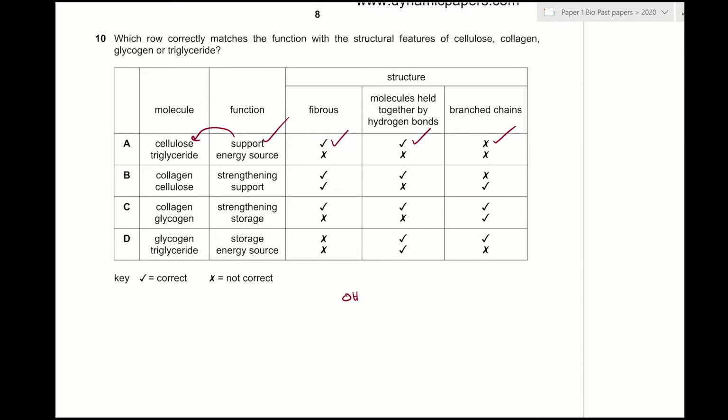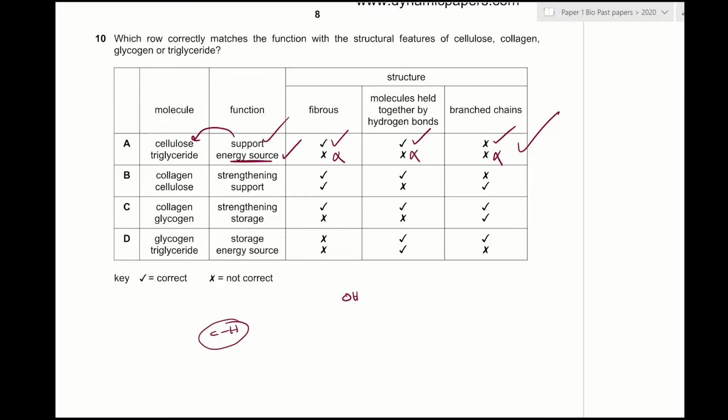Now, for triglyceride, it is an energy source because they have a high proportion of hydrogen to carbon bonds, and these release higher energy because there's a higher number of these bonds here. Therefore, this is correct. Fibrous, we know that triglycerides are not fibrous. Molecules held together by hydrogen bonds, this is incorrect. Actually, this is a reason why they are non-polar, because if they had many hydrogen bonds, they would be polar molecules. Branched chains, we know they are not branched. So this must be correct.